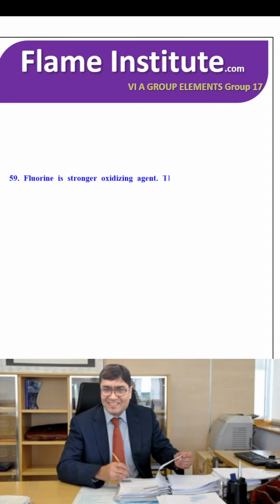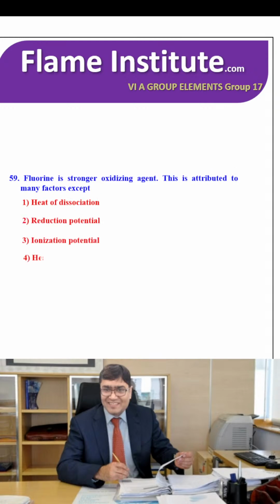Fluorine is a stronger oxidizing agent. This is attributed to many factors except heat of dissociation, reduction potential, ionization potential or heat of hydration. The right option is ionization potential.